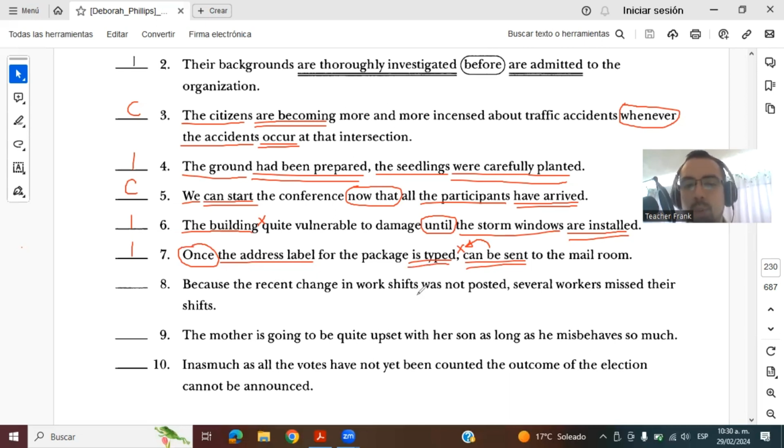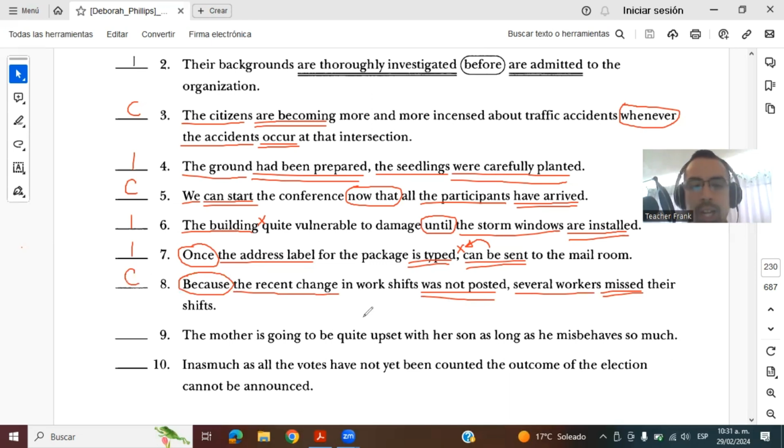Because the recent change in work shifts was not posted, several workers missed their shifts. Okay, so was not posted is my verb. Who or what was not posted? The recent change or the recent change in shifts. Because is my connector. Missed is my verb. And who or what missed their shifts? Several workers. So I think everything is in order. It's in place, so it's correct. Yeah, number 8 is correct.